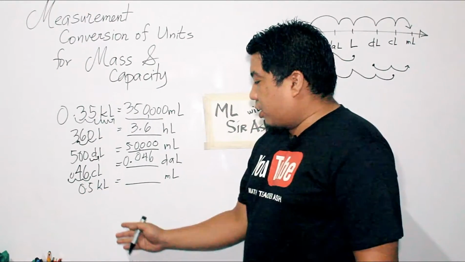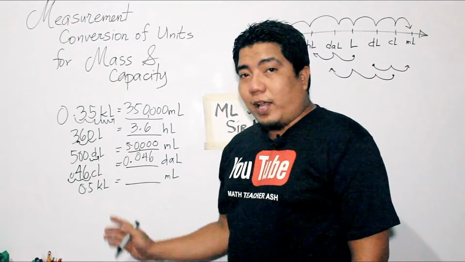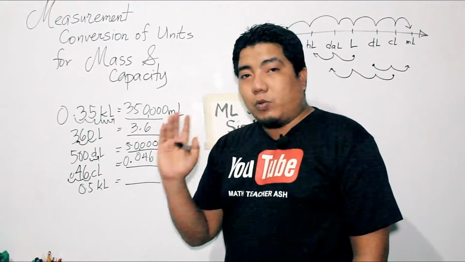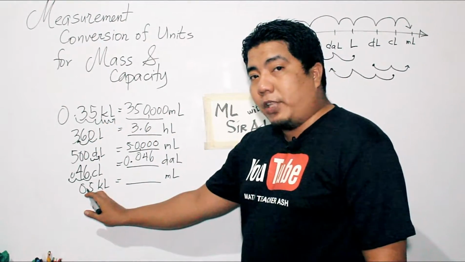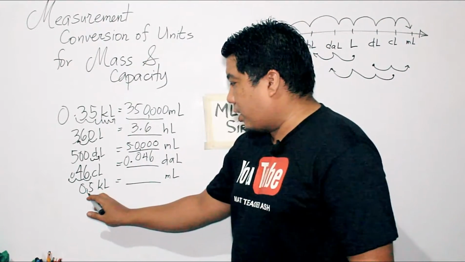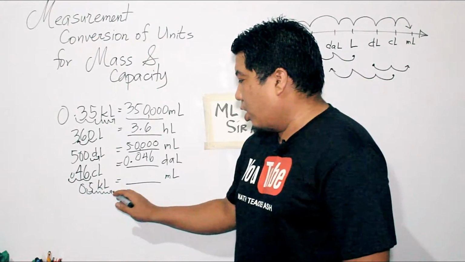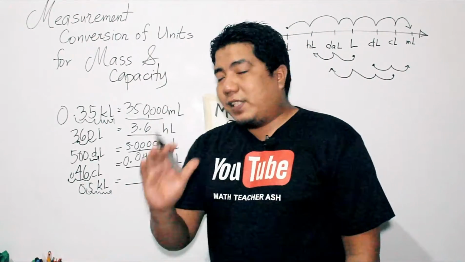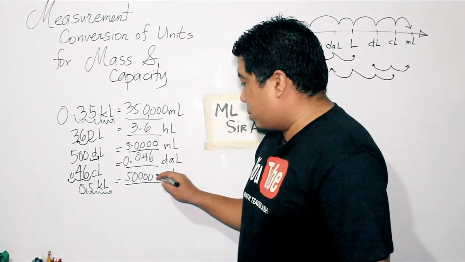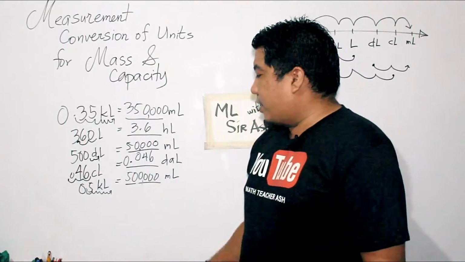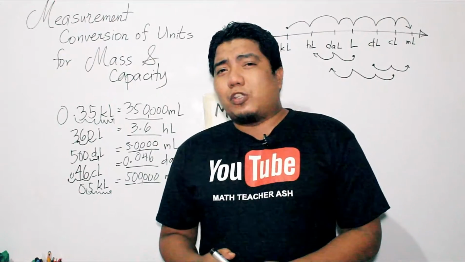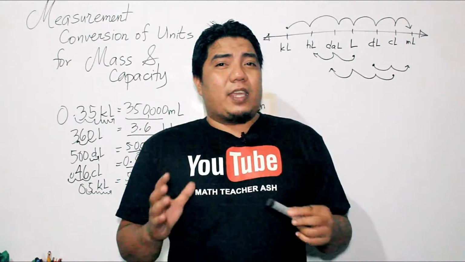Easy, right? So now let's go to our final example for the metric system. We have 0.5 kiloliters to milliliters. We have already done this in our first example. So we will move 1, 2, 3, 4, 5, 6 units. From the decimal point, we will be moving 6 units to the right. Therefore, we will be adding 5 zeros, and that is 500,000 milliliters. Now, as you can see, conversions using the metric system are very easy.